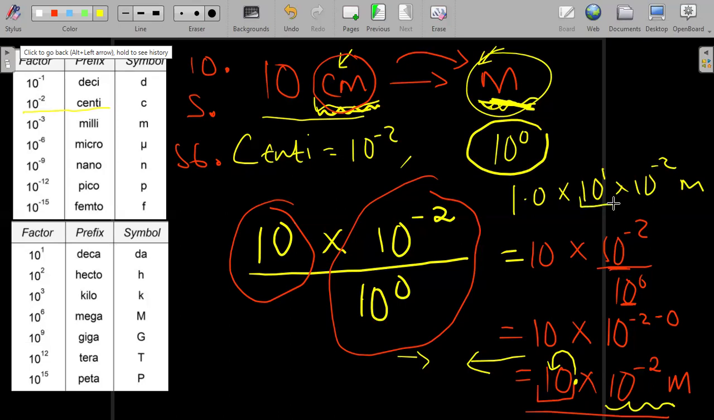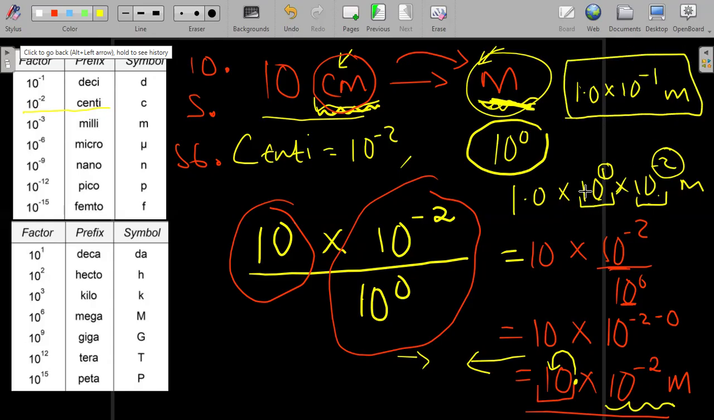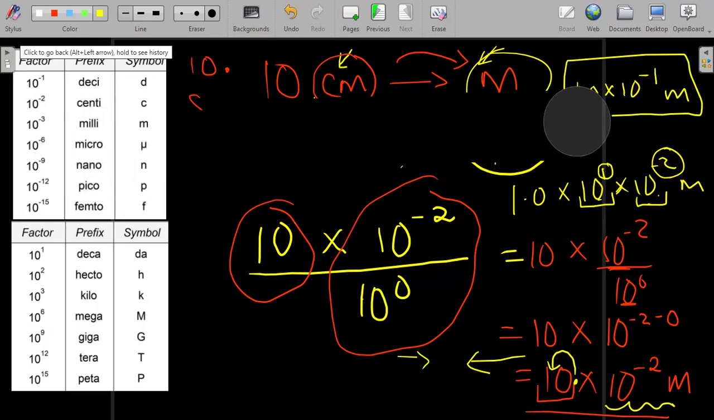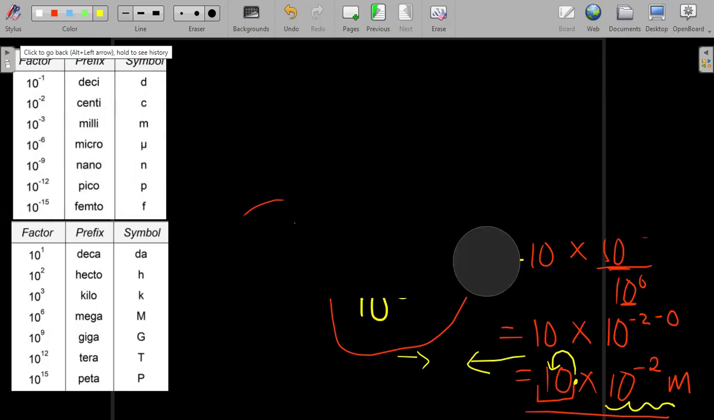Okay, so we can now combine this 10 and that 10. Since they are the same bases and we are multiplying here, our final answer will just be 1.0 times 10 to the power, and then we add the 1 and minus 2, which will just give me minus 1 meters. So this 10 centimeters is the same as 1.0 times 10 to the power minus 1 meters. Any questions there on how we've converted this unit before we look at other examples? Okay, no question.